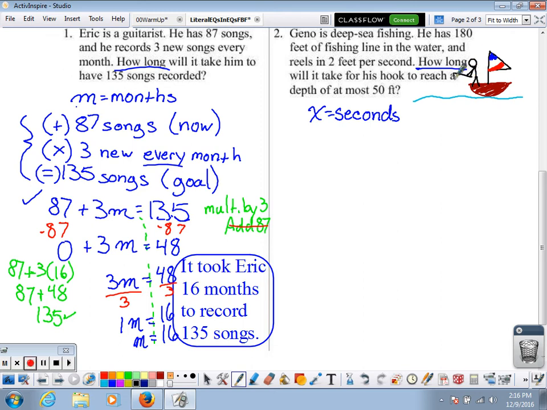All right, so there's Gino, and Gino's deep sea fishing. Right now, he's got his fishing line in the water. Here it is, and we'll put the hook on it. There we go. And we'll give him a little fish to chase.